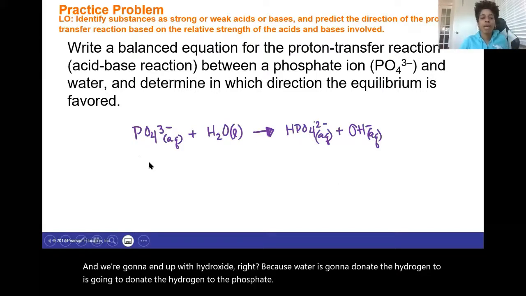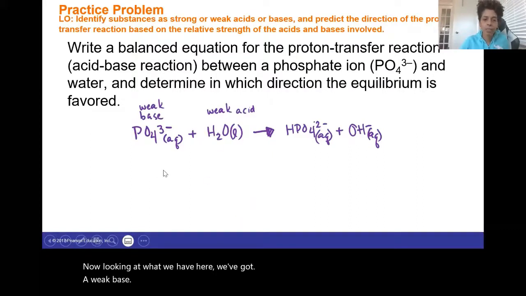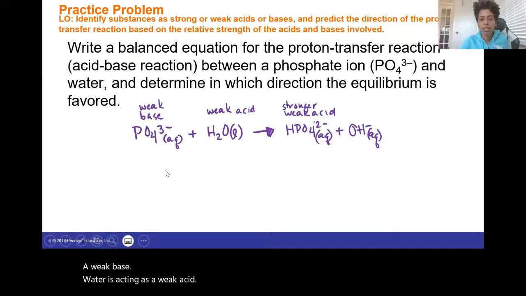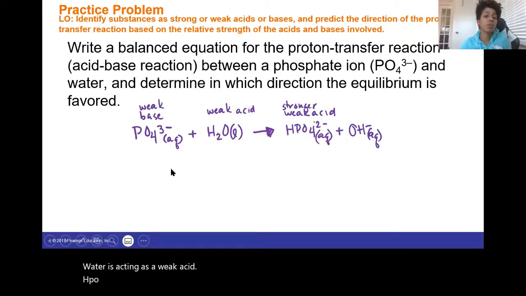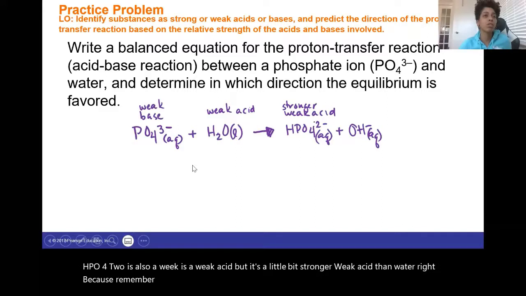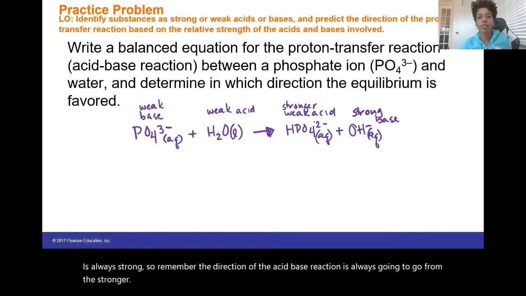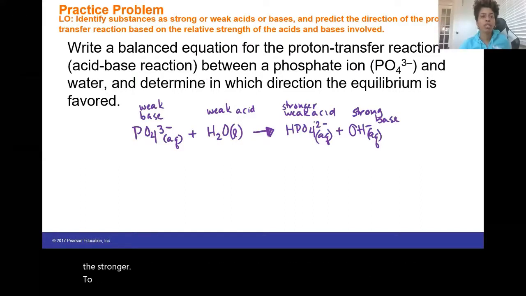Now, looking at what we have here, we've got a weak base. Water is acting as a weak acid. HPO4 is also a weak acid, but it's a little bit stronger weak acid than water, right? Because remember, water really just wants to be neutral. And we know that OH is always strong. So remember, the direction of the acid-base reaction is always going to go from the stronger to the weaker. So which direction is our equilibrium favored in?